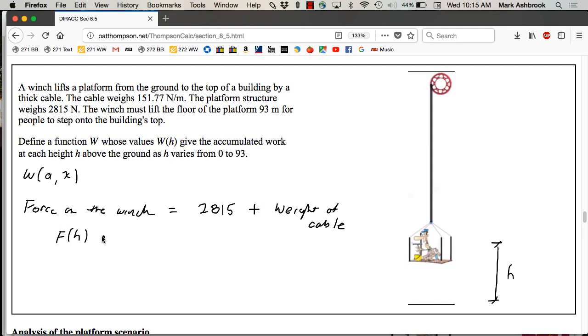So, and what do we know? What is the force when the platform is at that height? That's the same as what? Talked about that earlier. That's going to be the rate of change of work. And then we'll be home free, right? Then we can write the work accumulation function because of the rate of change of work. So really, our challenge here now is to get the weight of the cable as a function of height. All right, so how are we going to do that?